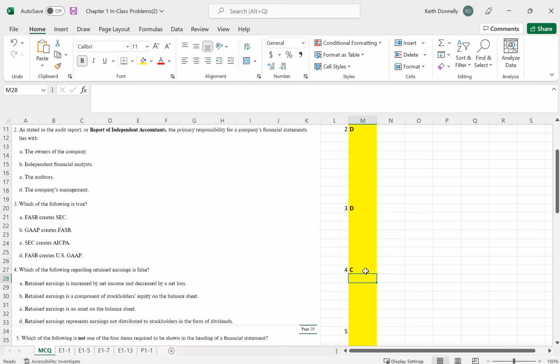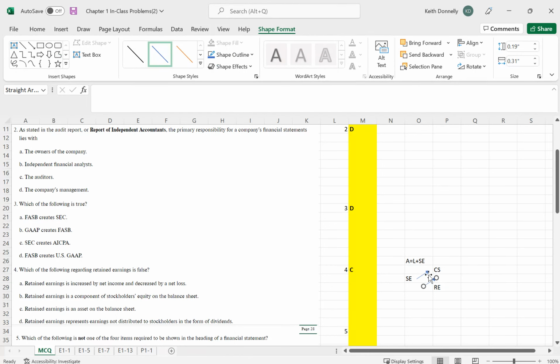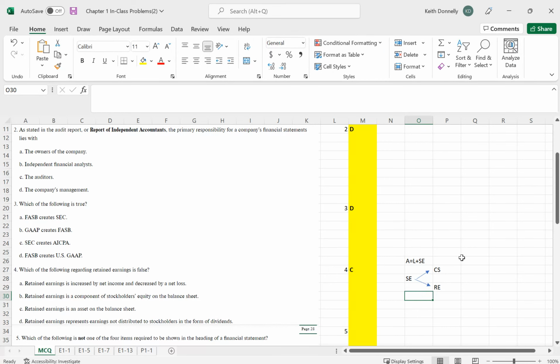Retained earnings is an asset on the balance sheet. Now, if we were to look at the balance sheet, our assets equal our liabilities plus our stockholders' equity. Then we said our stockholders' equity is broken out between common stock and retained earnings. If I were to draw a little arrow in here, so it's not an asset on the balance sheet. It's part of stockholders' equity. That's where you're going to see retained earnings.